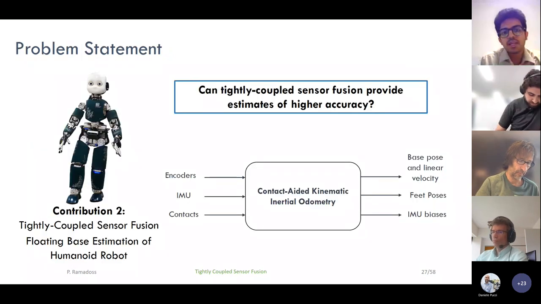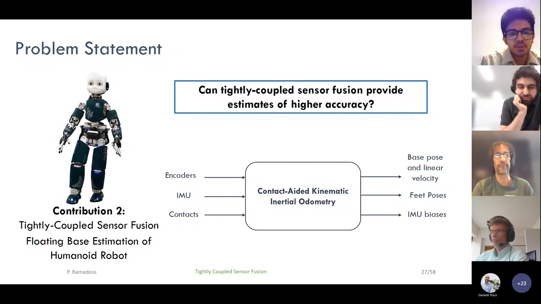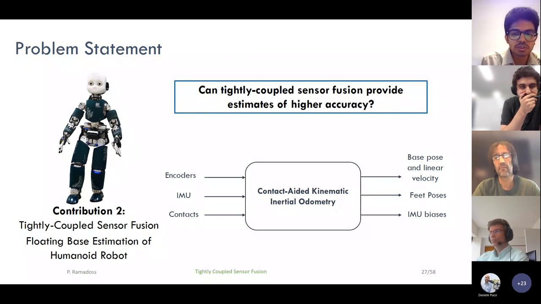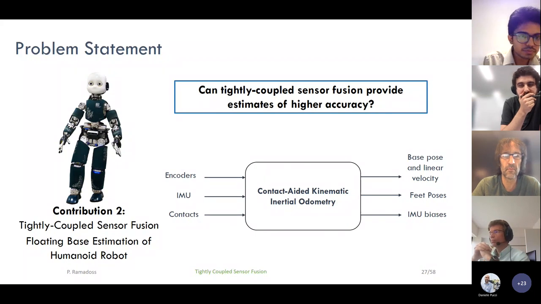So here, what we ask is, can tightly coupled sensor fusion provide estimates of higher accuracy? We have a measurement set of encoders, IMU, and contacts, and we want to combine all of them together in a single algorithm to estimate the base pose and linear velocity, along with feet poses, and we also want to additionally estimate the biases of the IMU.